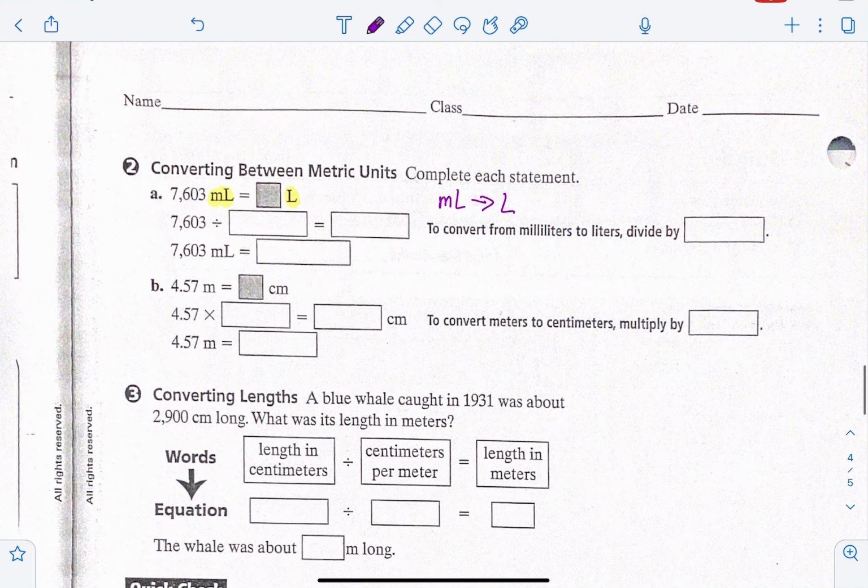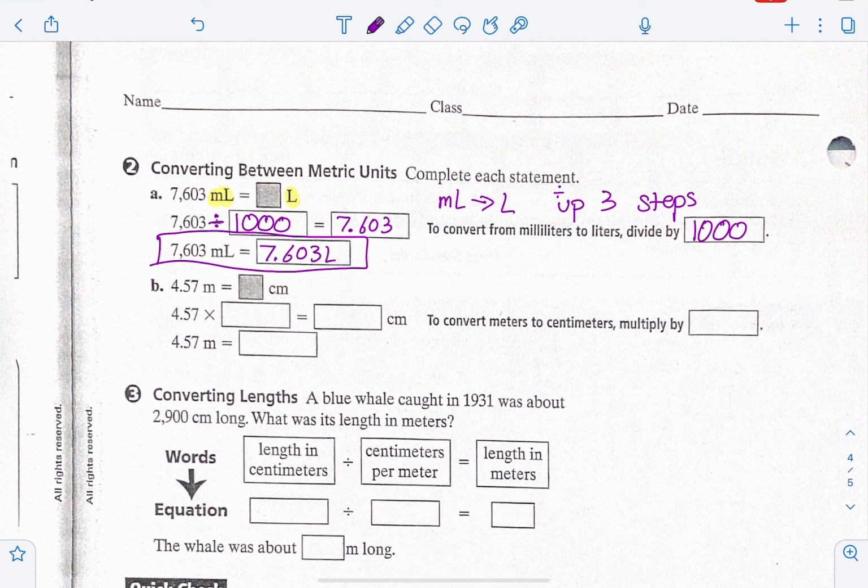So on here, I would say I'm going to divide this number by 1 and then 3 zeros. Divide each side by 1,000 because I'm going from milliliters to liters and I went up 3 steps. Up means divide, 3 steps means 3 zeros. So I'm dividing by 1,000. So 7,603 divided by 1,000 gives me 7.603. So 7,603 milliliters equals 7.603 liters. So make sure in your final answer that you have those units.